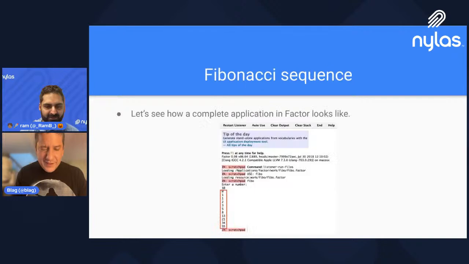Okay, let's see. So, kind of like wrapping up, we're going to see a full example of how to do a Fibonacci sequence using Factor. So, how will this look? If we input, for example, 10, it's going to return 0, 1, 1, 2, 3, 5, 8, 13, 21, 34, and 55. So it's pretty much grabbing the value that is behind, summing them together, and then showing the value.